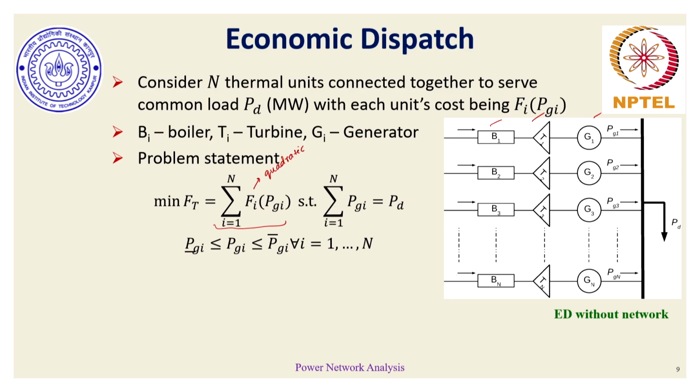And the idea is that all these generations together should satisfy the common load P of D, which is connected over here. And each of these generators should be respecting their respective minimum and maximum limits. So what do we do? How do we solve this problem?